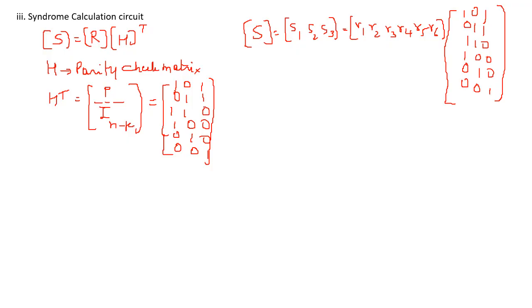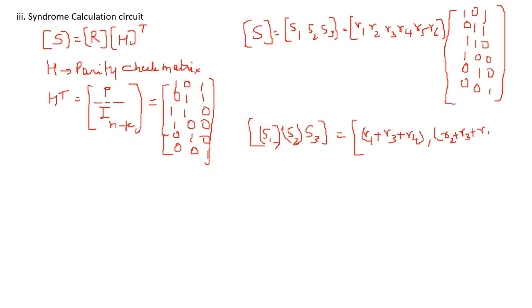So after matrix multiplication, we are going to get S1, S2, S3, where S1 will be equal to R1 plus R3 plus R4. Next you are going to get S2, which will be equal to R2 plus R3 plus R5, and S3 will be equal to R1 plus R2 plus R6. So these are the error elements.